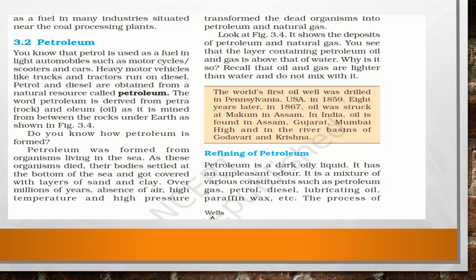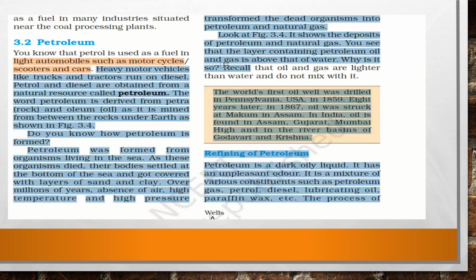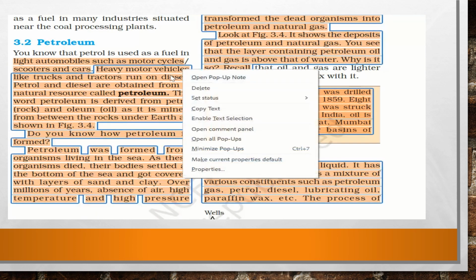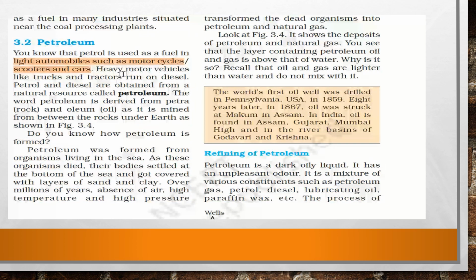We know what petroleum is. Petroleum is a fuel which is used in automobiles, in light automobiles such as motorcycles, scooters and cars. Heavy motor vehicles, like tractors, run on diesel. So petrol and diesel are obtained from a natural resource called petroleum. The word petroleum comes from petra, which means rock, and oleum, which means oil, as it is mined from different rocks under the earth.